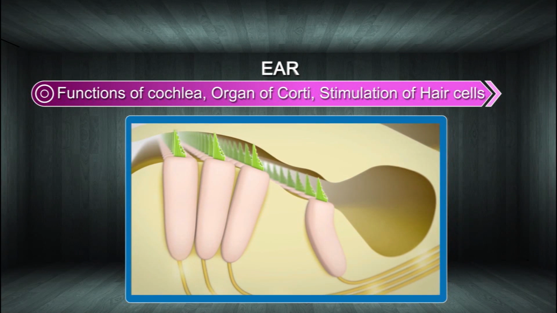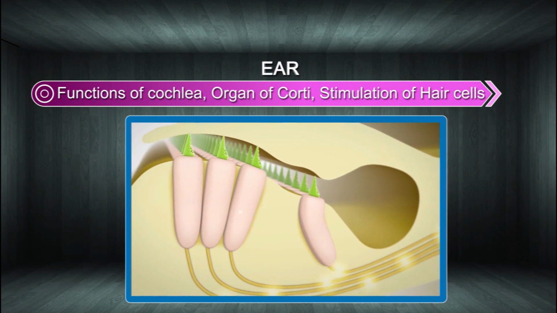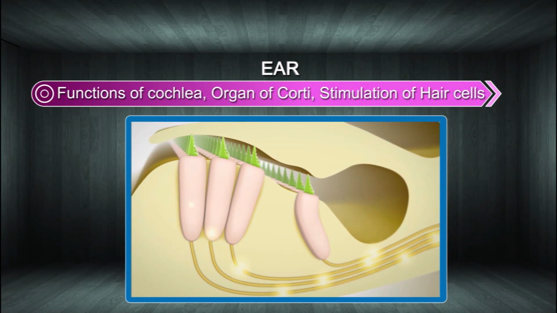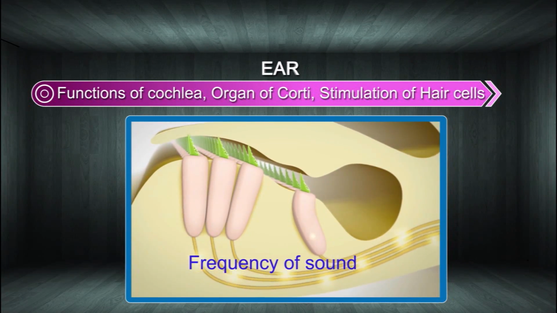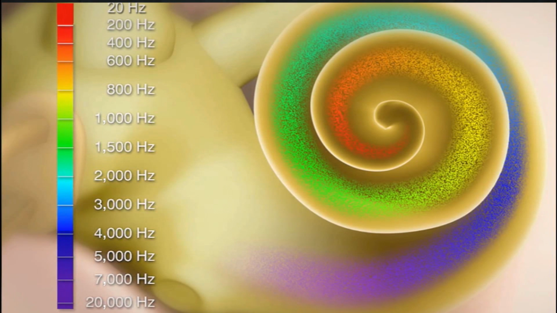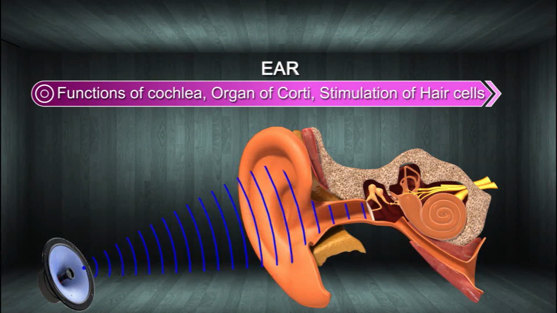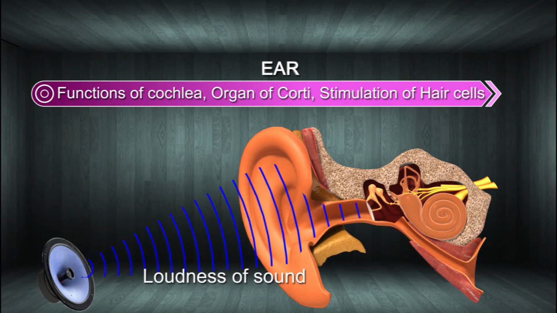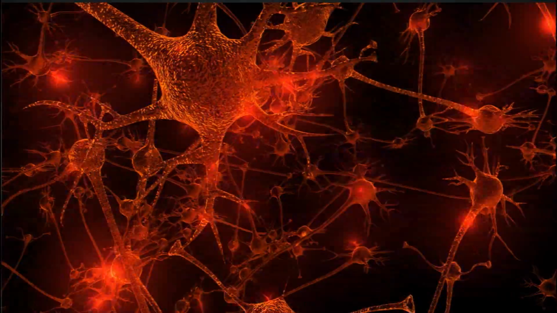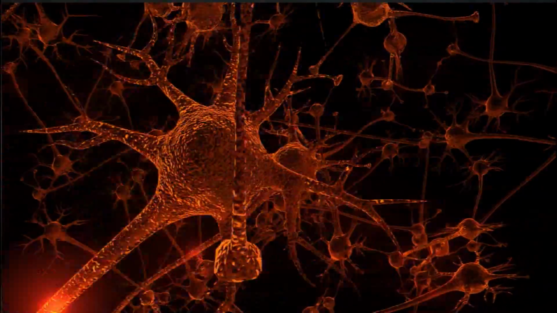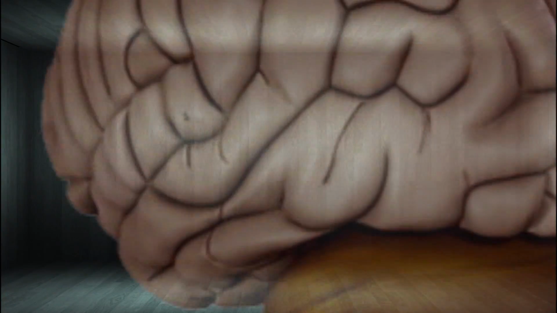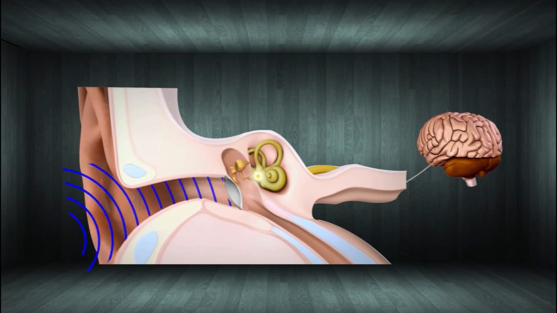The site of maximum distortion in the organ of Corti is determined by the frequency of sound. For high-pitched sounds, the maximum height of the waves is near the base of the cochlea, and for low-pitched sounds, it is near the apex. The extent of distortion is determined by the loudness of the sound. Interpretation of these impulses is made in the auditory cortex. Let's have a quick recap.